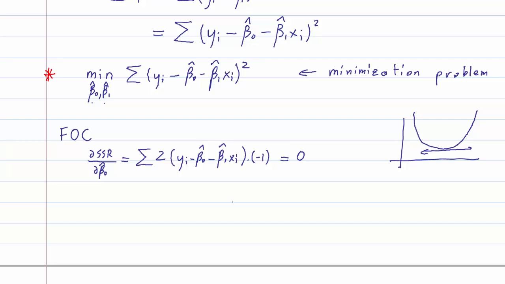As we can see, we can simplify this because we can divide each side by 2 and by minus 1. And now the first order condition becomes the sum of yi minus beta 0 hat minus beta 1 hat xi equals 0. So this is equivalent.